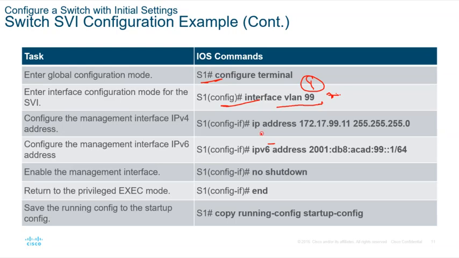After that, set an IP address. As you're setting the IP address, don't forget the subnet mask. This time you can even put IPv6, then no shutdown, and then save.